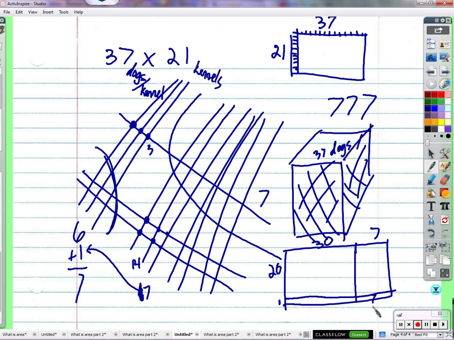10 tens is worth, well, what are these? What does this line represent? So what's a 10 times a 10? 100. So 10 of these is worth how many of these? No, that means one. 10 of these is worth one of these. Right? 10 tens.